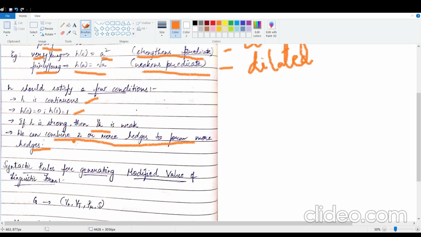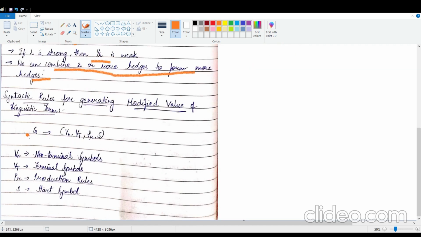Now let us look at our last part. G was used in our linguistic variables, but I have never really defined it. So let us try understanding what G does. G has various other small parameters involved in it. It is present on your screen. Vn represents non-terminal symbols, Vt represents terminal symbols, PR represents production rules, and S represents the start symbol.